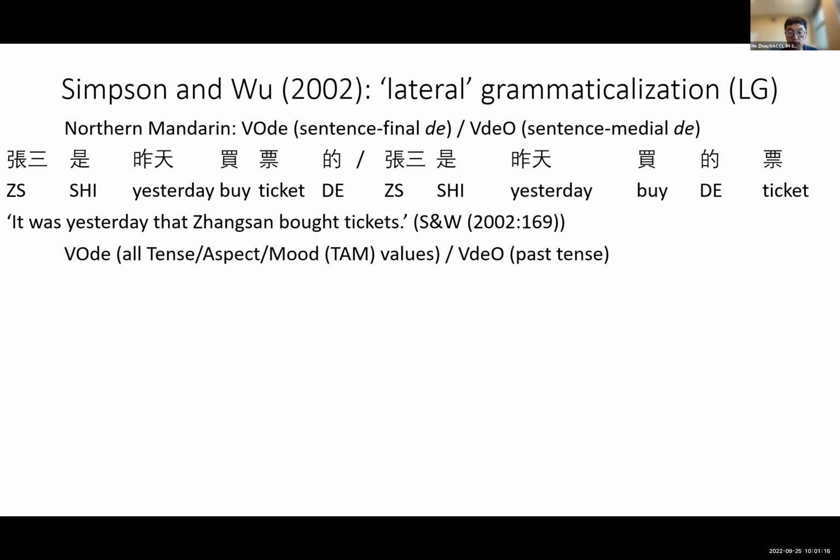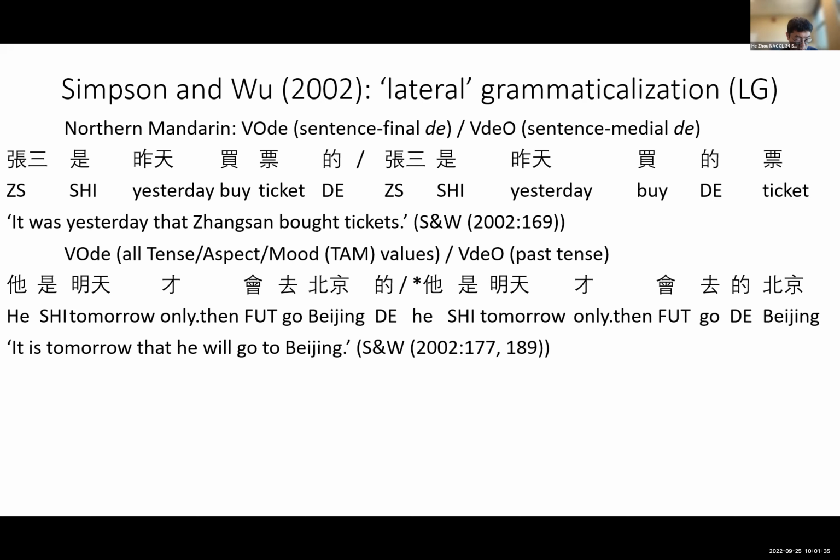There are some differences between these two constructions. The sentence-final de, VOD, omits all TAM values, tense, mood, and aspect, whereas VdeO obligatorily marks the past tense; it has to refer to past events. For example, we can use VOD to refer to future events, as in 他是明天才会去北京的. If we use the equivalent VdeO, it doesn't work: we cannot say 他是明天才会去的北京. That's totally out. So VOD has more tense values than VdeO.